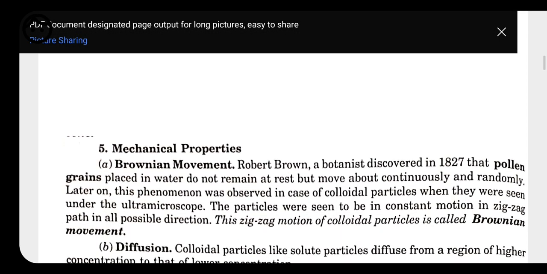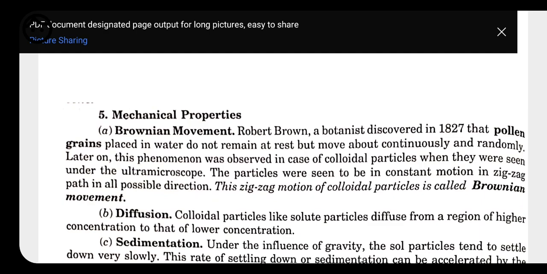Next property is the mechanical property. Mechanical means movement. Whatever particles are present inside any substance have the tendency to move, that is, motion. This movement takes place because of the collision between the particles present in any matter or substance. When they collide with one another, they move in a zigzag manner. This zigzag movement of the particles of any substance or solution is called Brownian motion.